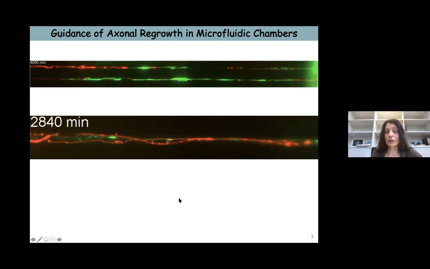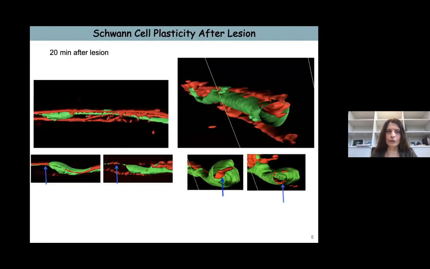So you can look at axonal guidance with this model. You can measure axonal regrowth. What we also did with the spinning disc, so you can image very fast. So we did time-lapse imaging, but also confocal imaging, and we reconstructed 3D movies. So I will show you some examples here.